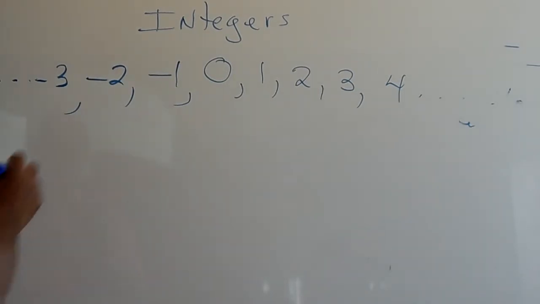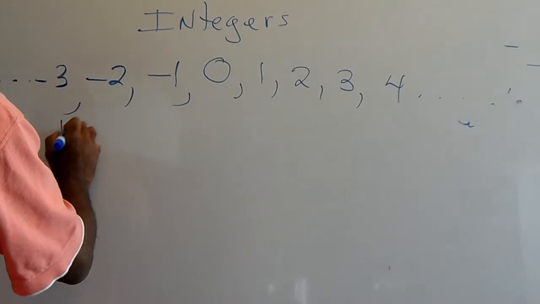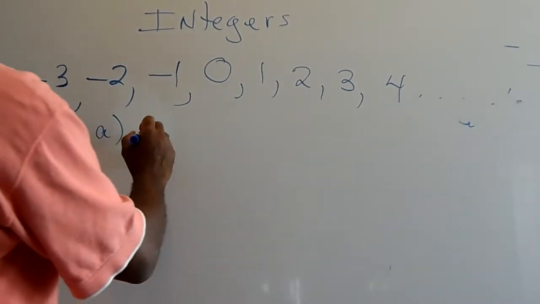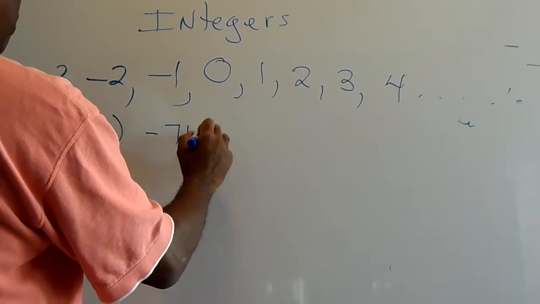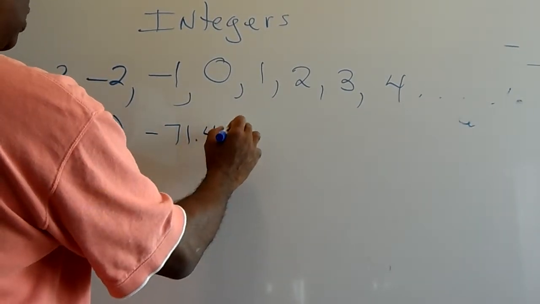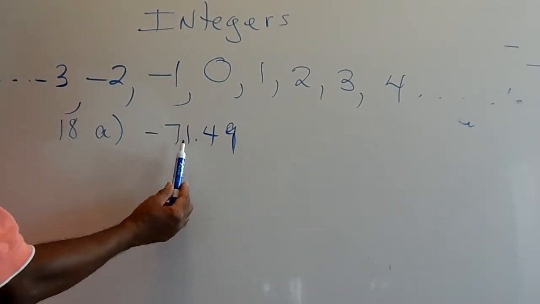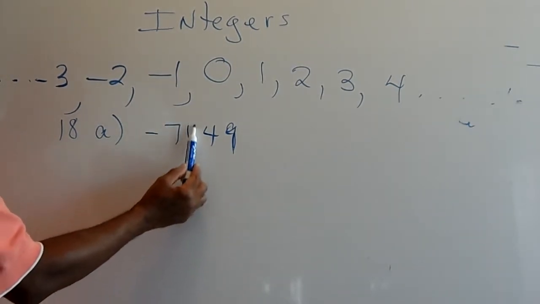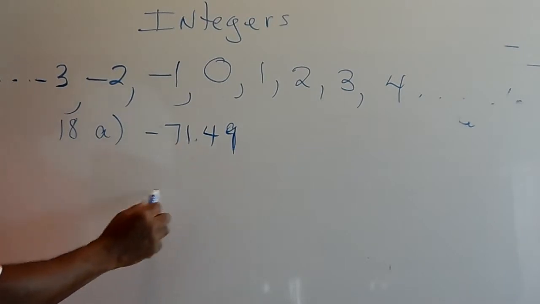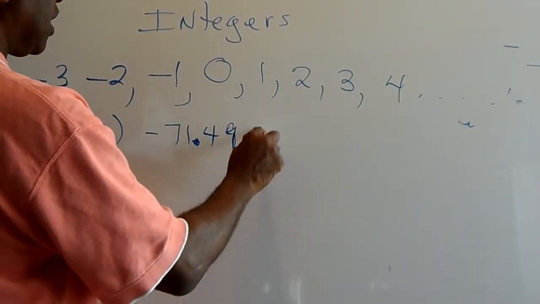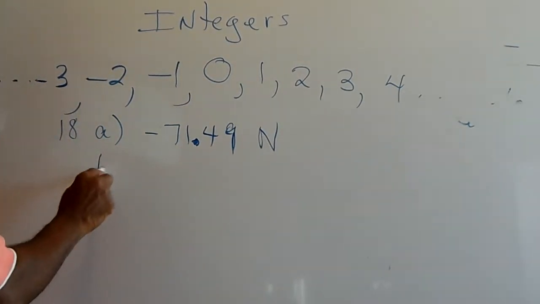The first one is A, and we're talking about 18A. It is -71.49. To make a long story short, anytime you see a point anything, it's not an integer. The -71 is an integer, but because of that 0.49, it's not going to be on this list. You see the pattern. So no, that's not an integer.